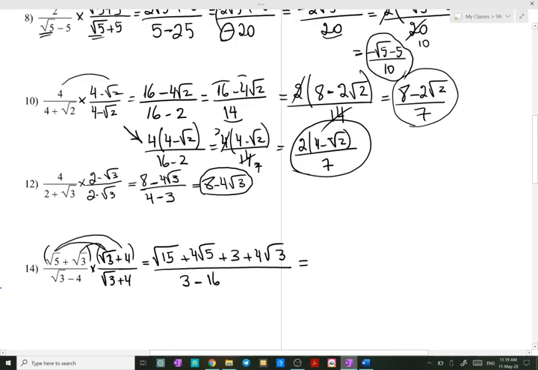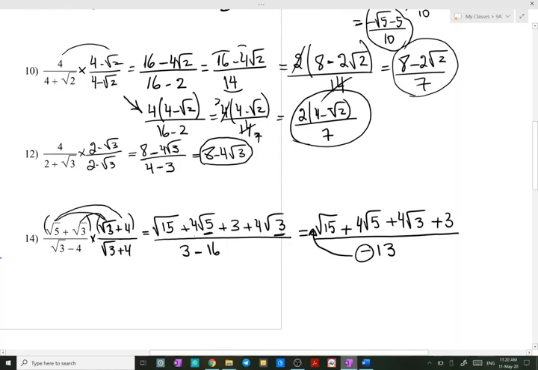So this is equal to square root 15 cannot be decomposed more than this, so it's square root 15 plus square root 5 and square root 3. You cannot add their coefficients because they are different numbers under the square root, so you keep them as they are. And 3 doesn't have any number to add or subtract it to. 3 minus 16 is minus 13. You can take the minus up to the numerator, and your answer is going to be minus into square root 15 plus 4 square root 5 plus 4 square root 3 plus 3 over 13.